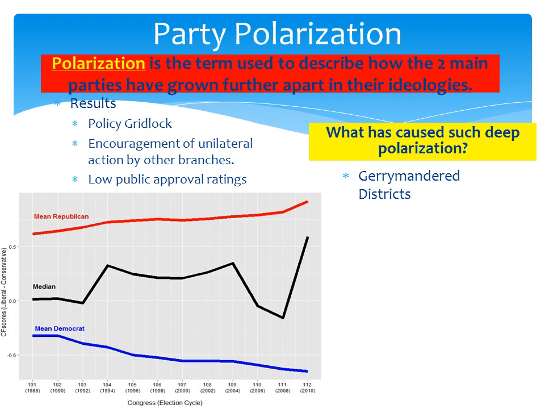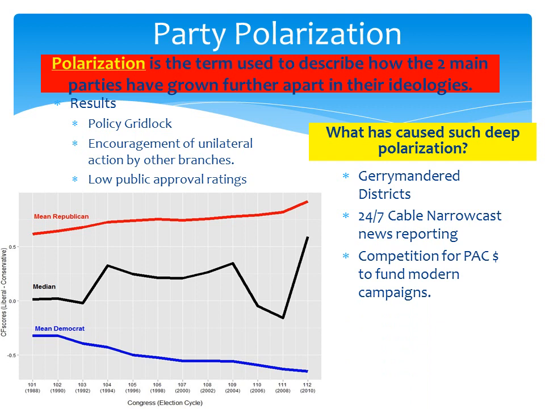One is that the districts have been gerrymandered in such a way that districts today are either very conservative or very liberal, and thus those running to represent those districts have to try to appeal to those very liberal or very conservative voters. The second reason is the outburst of 24/7 cable narrowcast news reporting that tends to portray the other party as the villain. And finally, the competition for campaign financing has led these politicians to have to move to the extremes in order to get their campaign financed.